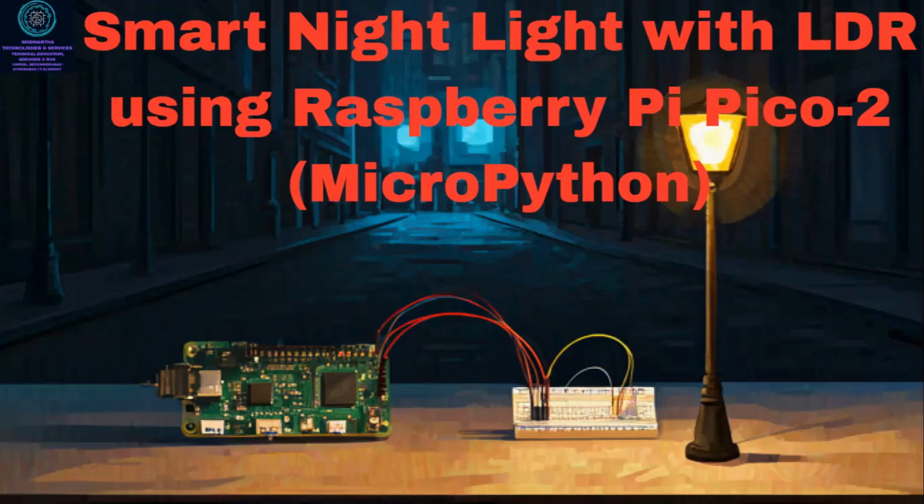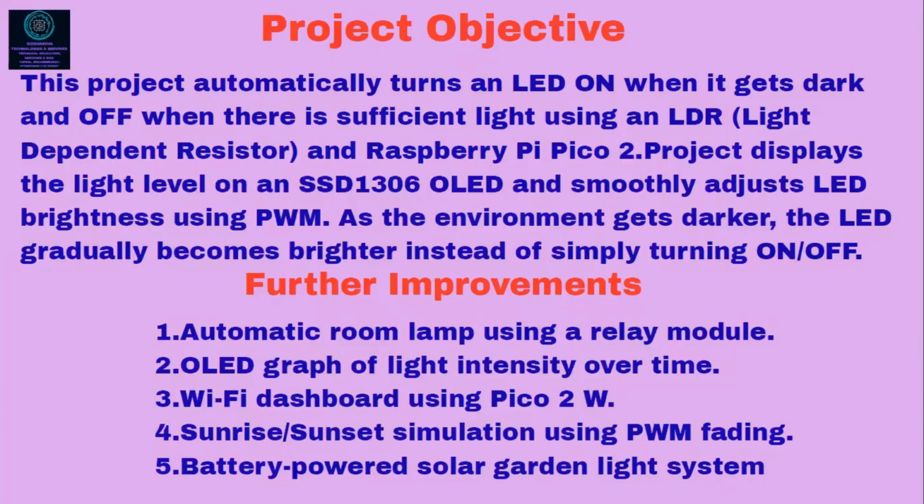So let's see what the objective is. The project automatically turns an LED on when it gets dark, and off when there is sufficient light, using an LDR. LDR is a light dependent resistor. And the Raspberry Pi Pico-2. Please remember, we have not used the Raspberry Pi Pico, that is RP2040. Here we have used the RP2350. The project displays the light level on the SSD1305 screen, and smoothly adjusts LED brightness using PWM. As the surrounding environment gets darker, the LED gradually becomes brighter instead of simply turning on or off.